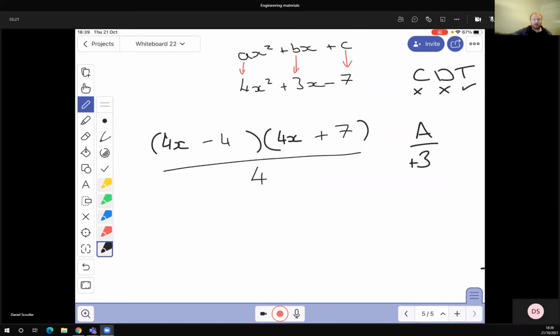Now we want to simplify that top line to see if either of those brackets, and we treat the brackets separately, have a common factor that we can remove. So bracket 1, bracket 2. We look at both brackets separately and look for common factors. Bracket 1 has a common factor of 4, so let's simplify that by taking the 4 out of the bracket. We do x minus 1. Bracket 2 doesn't have any common factors, so that's as simplified as it gets. So 4x plus 7.